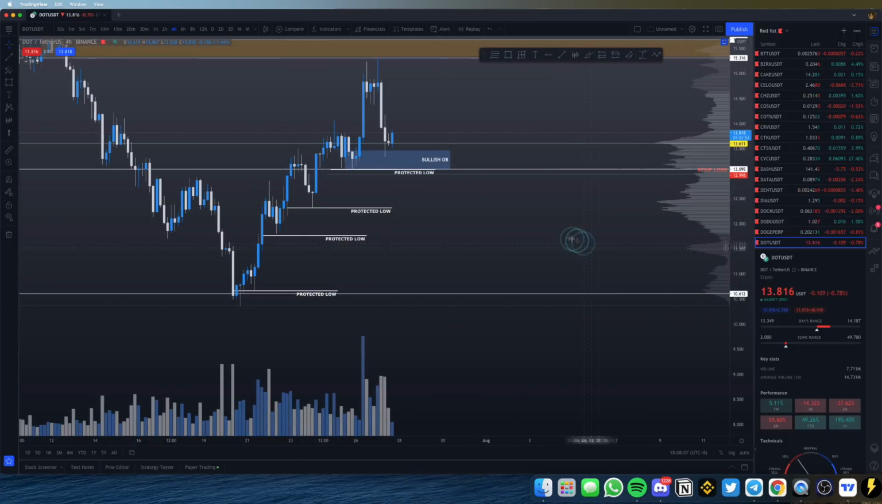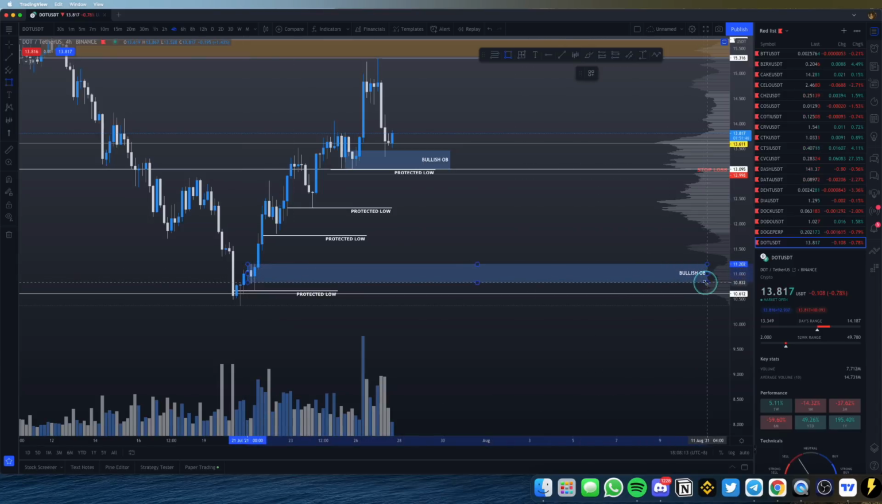Now, if you thought this snipe at $10.6 was absolutely brilliant, then you're going to want to pay attention to this level as well. So I'm just going to draw this bullish order block right here from about $11.2 to $10.8. This is going to be your order block.